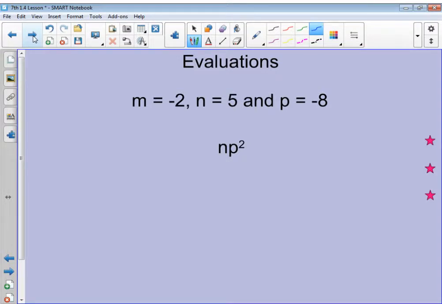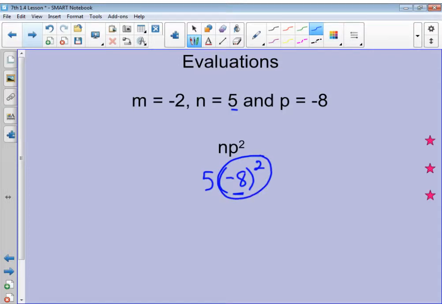So here we've got n was worth 5. So I have 5. I'm going to put in parentheses my p and then put my little squared on the outside. So p was worth -8 and then squared. Now I follow order of operations. So do I have parentheses? Yes, I do, but really it's just identifying an integer. Excuse exponents. So now I'm going to go ahead and simplify my exponents.